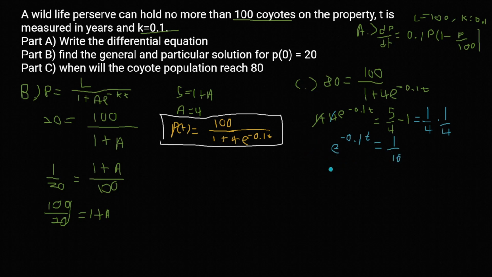Take the natural log of both sides to get rid of the e. So it's going to be negative 0.1 t is going to be ln of 1 over 16. And then we can divide both sides by 0.1 and get that t is about 27.7 years.